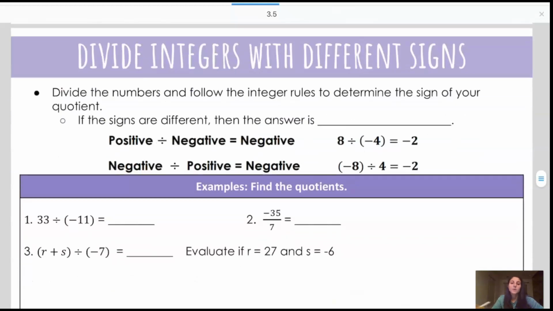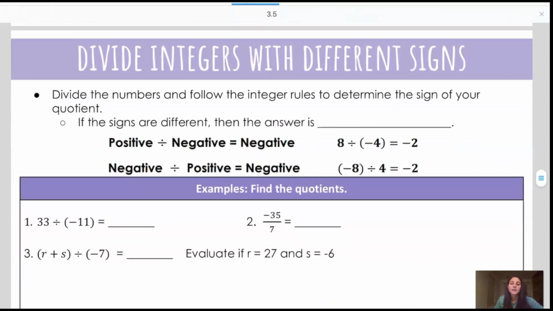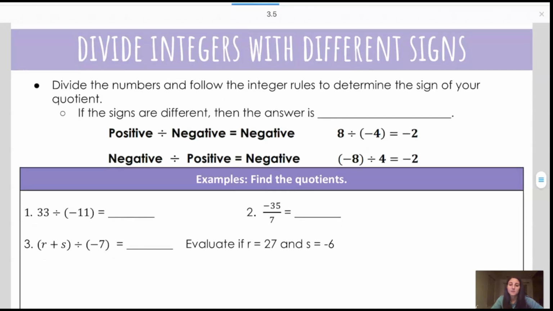Now we're going to look at some problems with dividing integers with different signs. So this is the same as multiplying integers with different signs as well. So if the signs are different, then our answer is going to be negative. This means that a positive divided by a negative is a negative. And we can see that in number form by seeing positive 8 divided by negative 4 is negative 2.